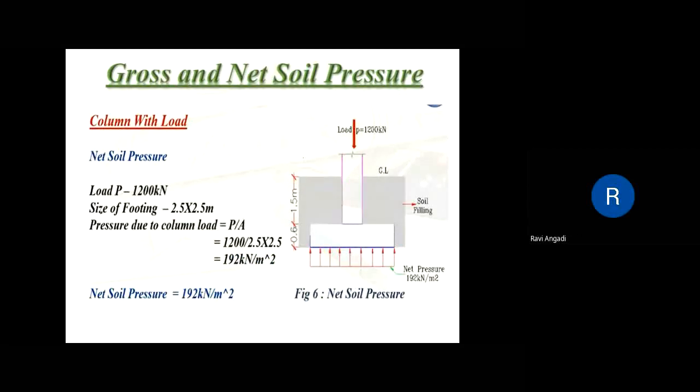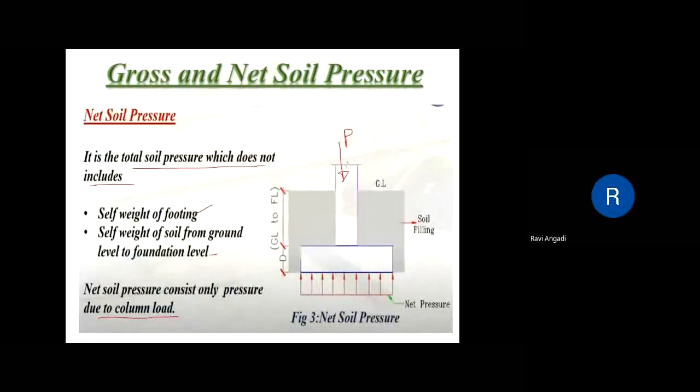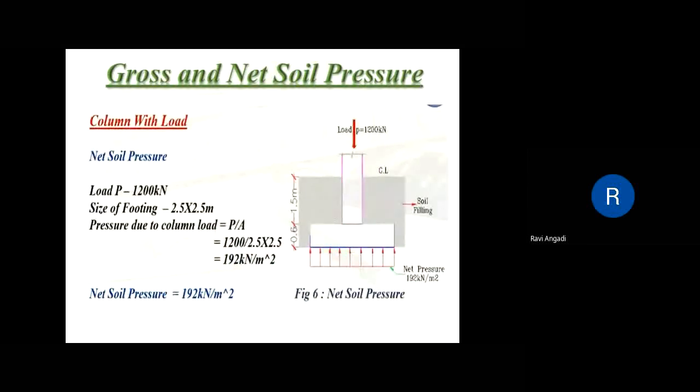Then coming to the net soil pressure, how can it be calculated? As I said, the net soil pressure includes only the pressure due to the column load. So you need not take the pressure due to the soil or the self weight of the footing. You only have to consider the pressure due to the column load. Whatever load is acting on the column, how much pressure it is producing underneath the footing, that is what we call the net soil pressure acting.